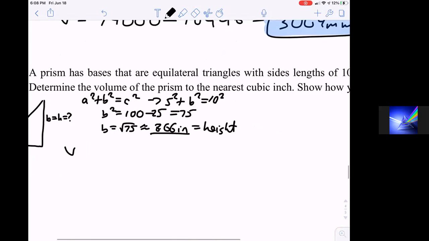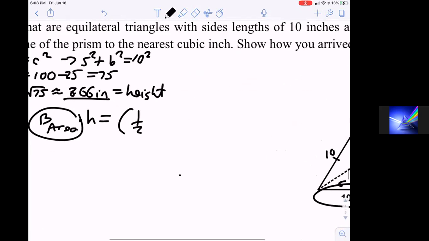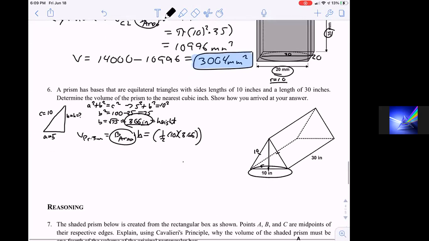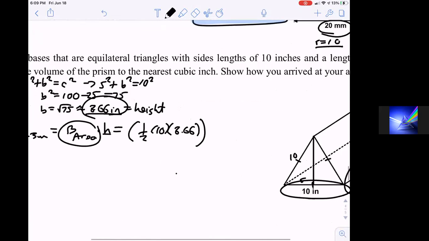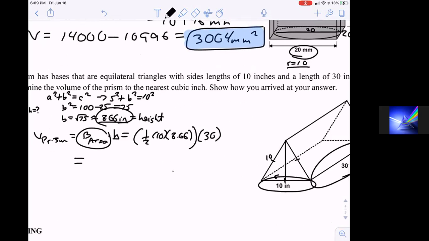The volume of the prism is the base area times the height. The base area itself is going to be 1/2 the base. The entire base is 10. So 1/2 of 10 times the height of 8.66. And then we're going to multiply that times the height, or rather the depth of the prism, which is 30. And when we multiply all that together, we get about 1299 cubic inches.